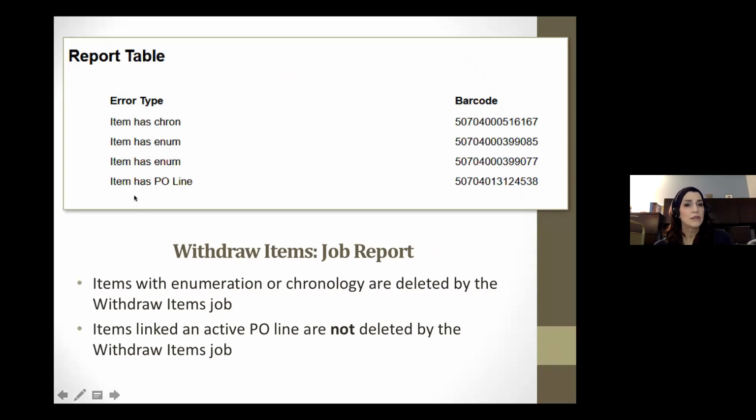The thing at the bottom, item has PO line, that is also an issue. If an item is attached to an active PO, it will not be deleted. So in that case, we would need to handle that PO. It can be closed and then the item can be deleted, but that would have to happen before the item could be removed from the system. And of course, the job won't delete them.